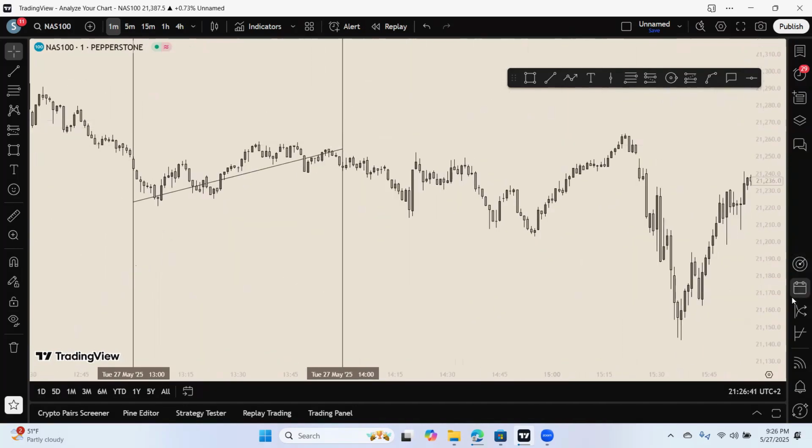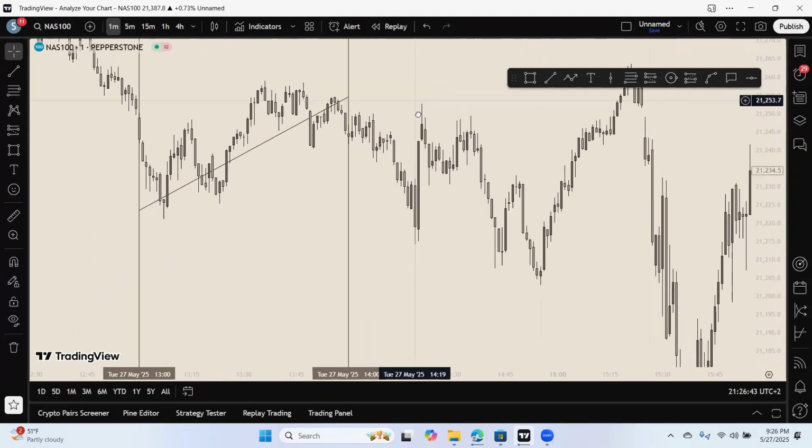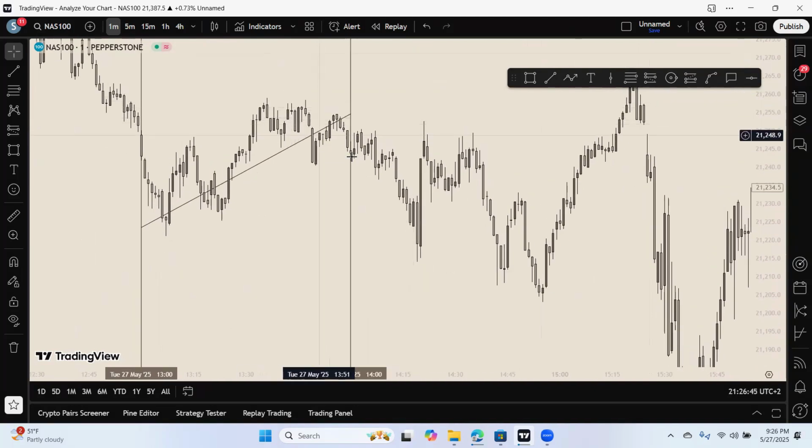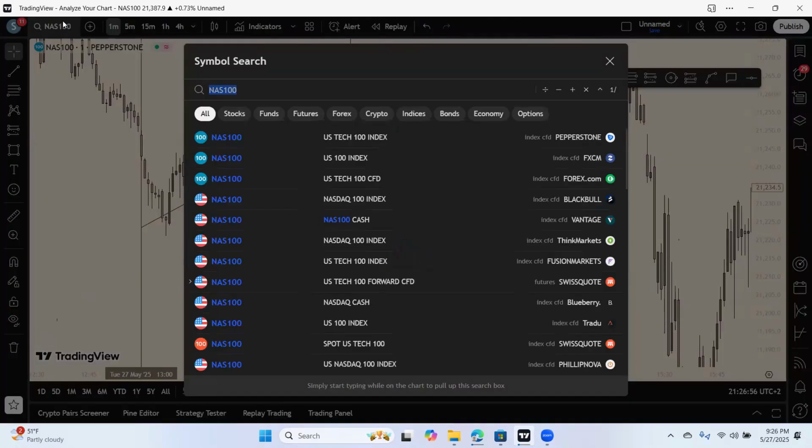Okay. So in this case, we did not have a market structure shift or anything. So just avoid trading here. You see, just avoid trading, because there's no clear direction.